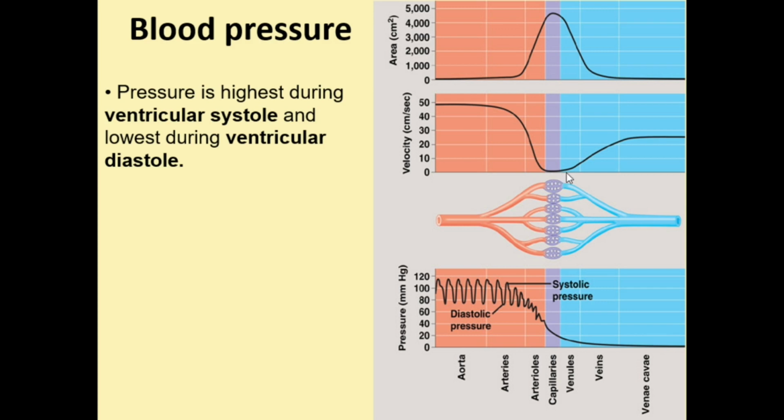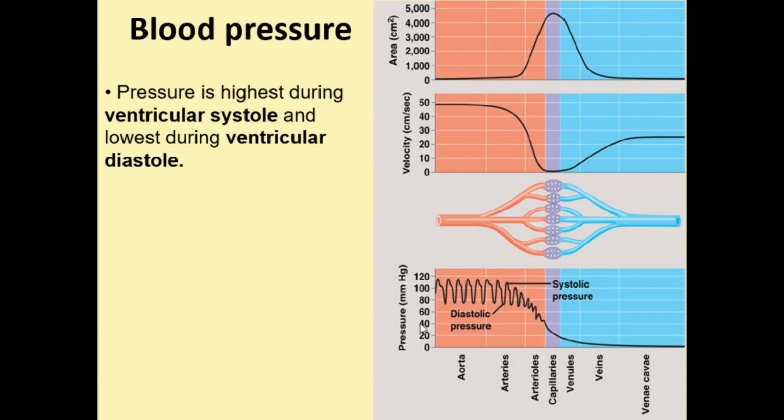As you move from the capillary beds and you start grouping into the venules and the veins, you start to pick up velocity, but notice that even in the vena cava, you don't reach the same velocity that you had in the aorta. And that's because you've lost a lot of that velocity through friction through all of these blood vessels.